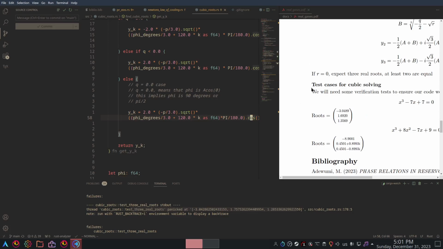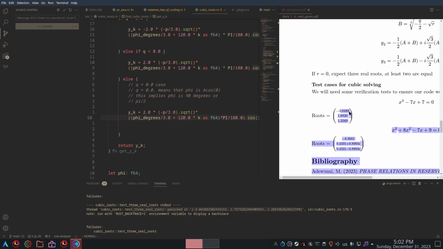After I did this, I found that some of the roots actually match pretty closely. Some of them are a little bit more off. Let me explain. We have the roots here according to Wolfram Alpha, or even using Scilab or GNU Octave. The roots for this equation, x cubed minus 7x plus 7, are minus 3.0489, 1.6920, and 1.3569.